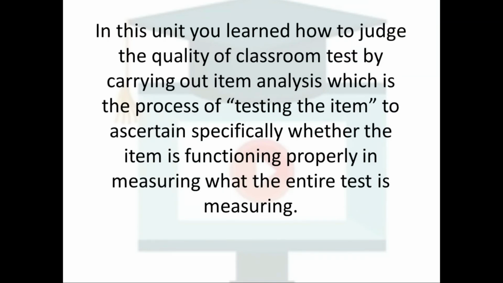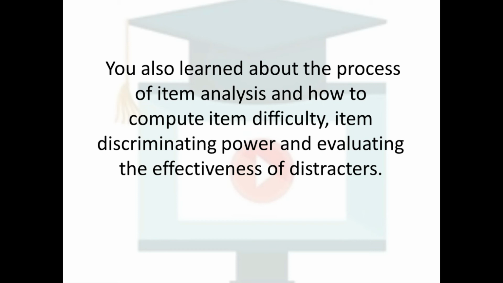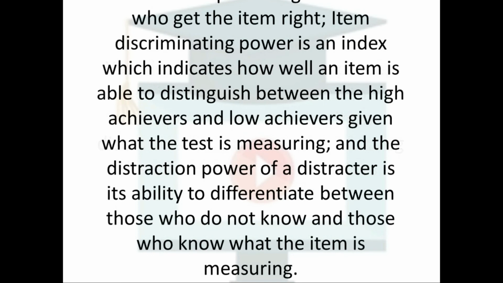Summary: in this unit you learned how to judge the quality of classroom tests by carrying out item analysis, which is the process of testing the item to ascertain specifically whether the item is functioning properly in measuring what the entire test is measuring. You also learned about the process of item analysis and how to compute item difficulty, item discriminating power, and evaluating the effectiveness of distractors. You have learned that item difficulty indicates the percentage of testees who get the item right. Item discriminating power is an index which indicates how well an item is able to distinguish between the high achievers and low achievers given what the test is measuring.